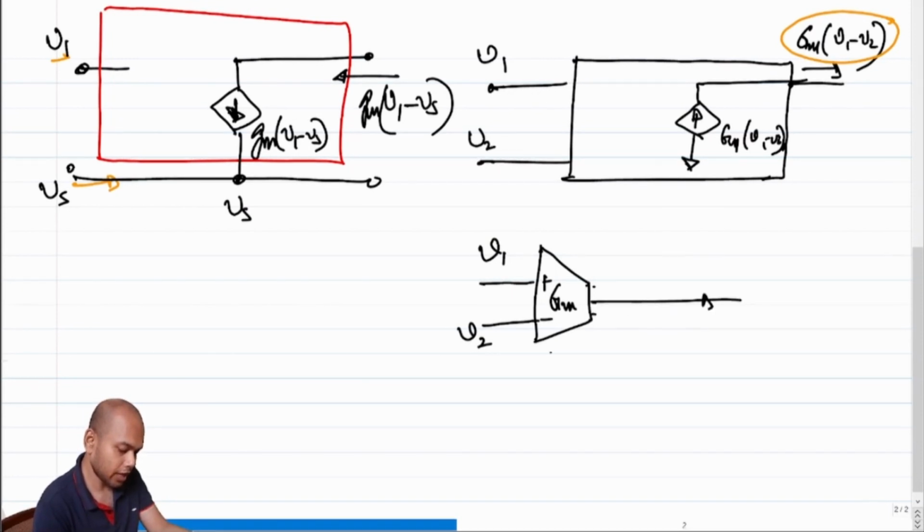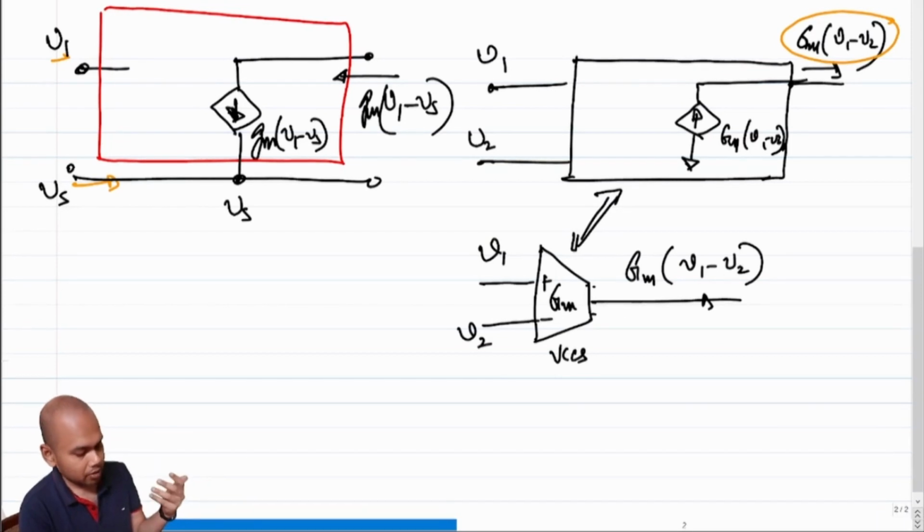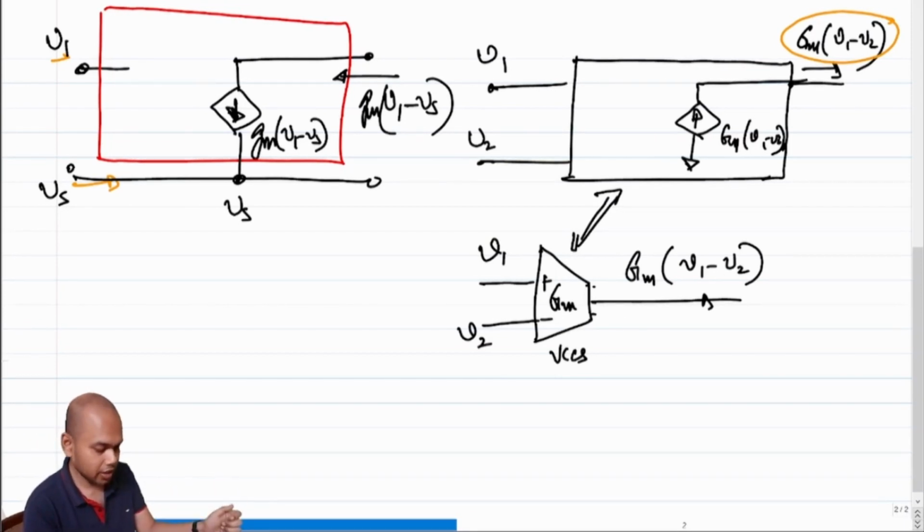So this is a voltage controlled current source whose proportionality constant is Gm. Whenever we have this structure, I am referring to this structure, which means the current that is coming out is Gm times (V1 minus V2).